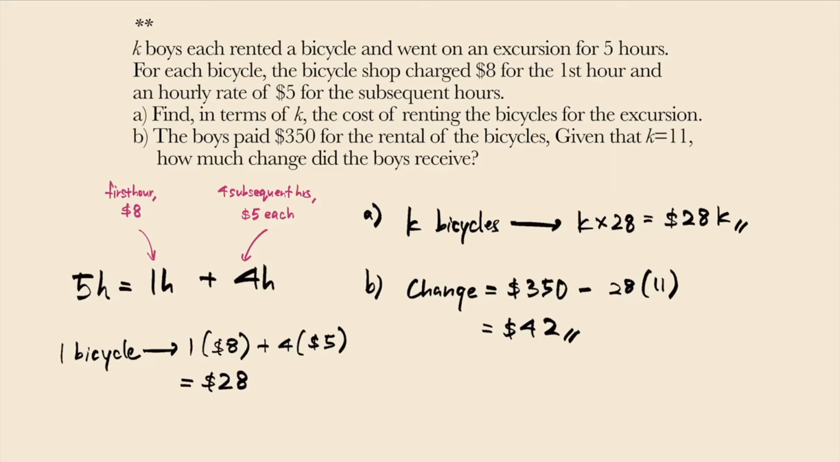Okay, the boys paid $350 for the rental of the bicycles. Given that K is 11, how much change did the boys receive? So if K is 11, the charge would be 28 times 11. But they gave 350. So what's the change then? Whatever they gave the cashier minus the bill. And the change they received was $42.